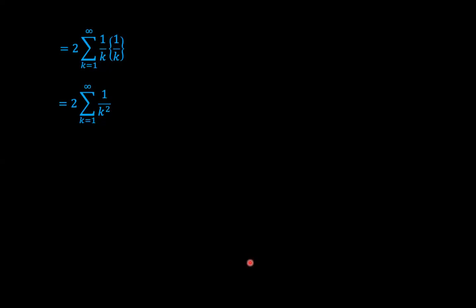For those of you who know this, this is the same as the Basel problem. And so the summation of 1 over k squared from k equals 1 to infinity is the same as pi squared over 6. Now we multiply by 2. That means that now the blue integral results in pi squared over 3.